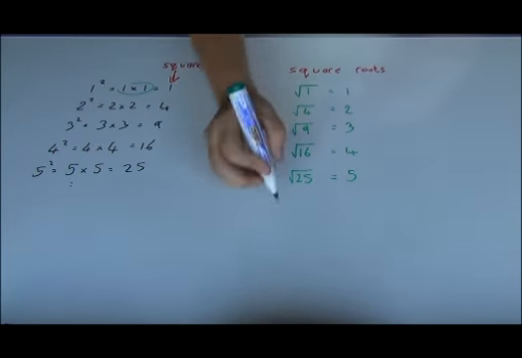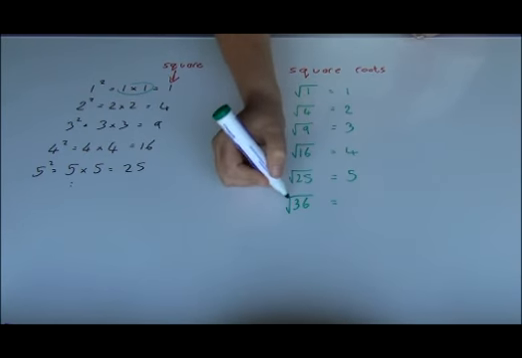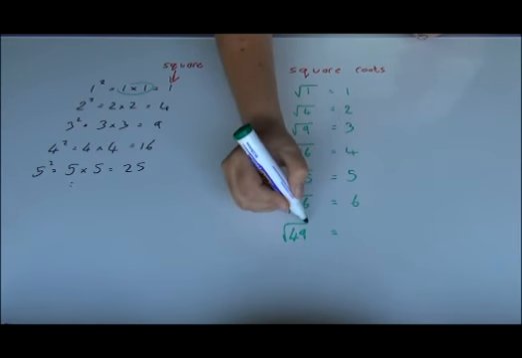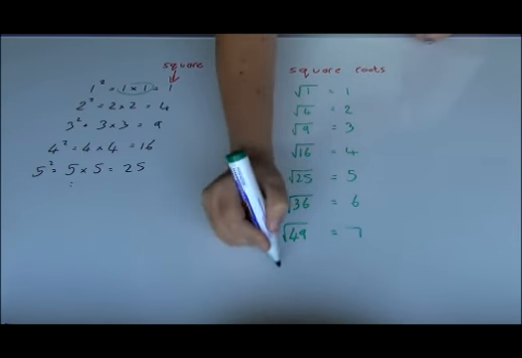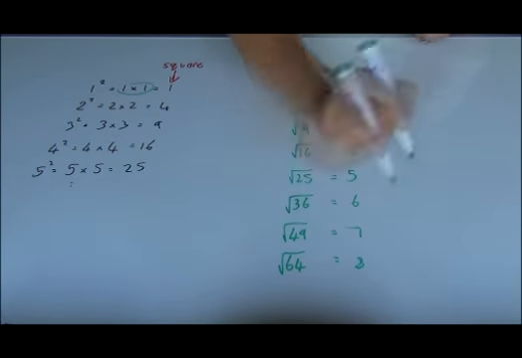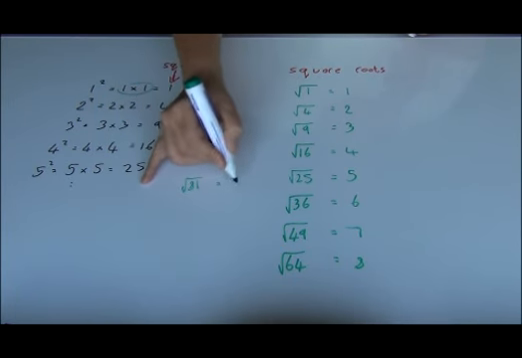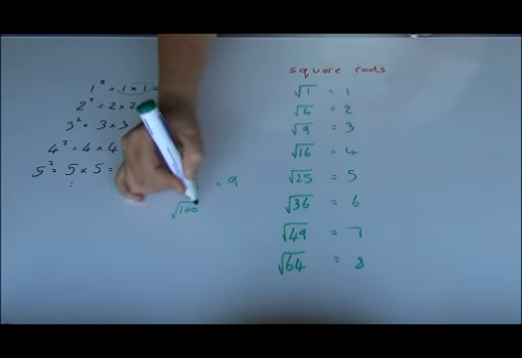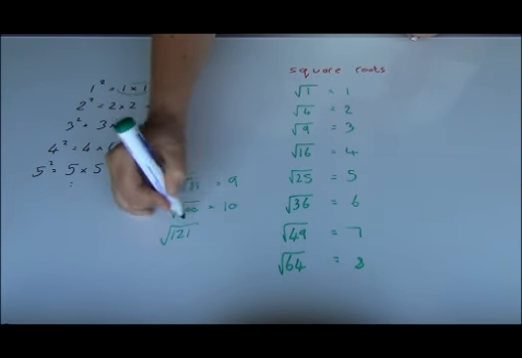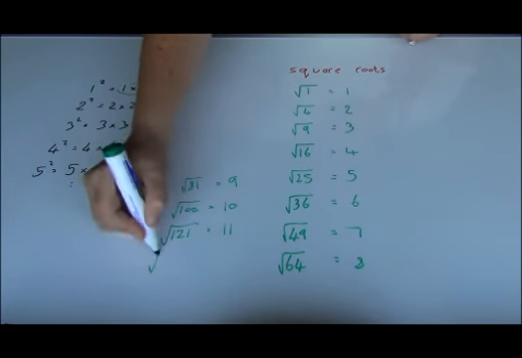And if we want to do a couple more, square root of 36, remember 6 times 6 is 36, so 6. 49, 7 times 7 is 49, so that's my answer. 64, 8 times 8 is 64, so there's my answer. 81, 9 times 9 is 81. 100, 10 times 10 is 100. 121, 11 times 11 is 121.